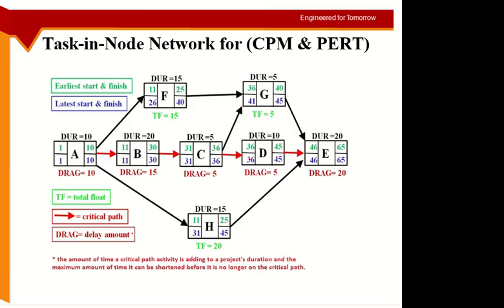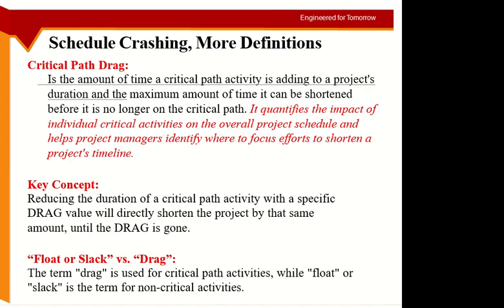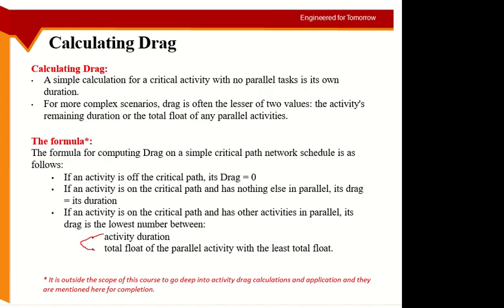Then activity D is on the critical path, so I'm doing it for D. Duration is 10, and I have the total float on this side, which is 5. Do I have another activity here? No. So I have two parallel activities, D and G. D is on the critical path, duration of D is 10 days, and G is non-critical, and its total float is 5. So drag is the least, 10 or 5, which is 5. This is how you find the crash limit, basically.